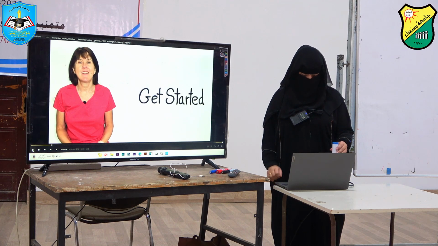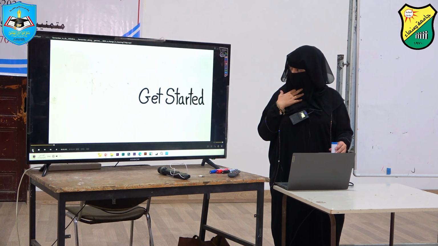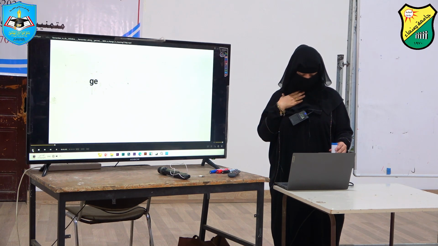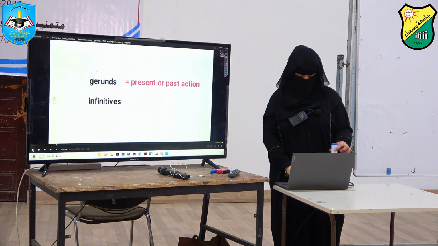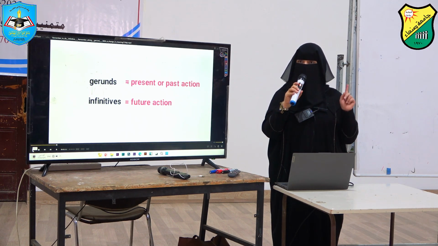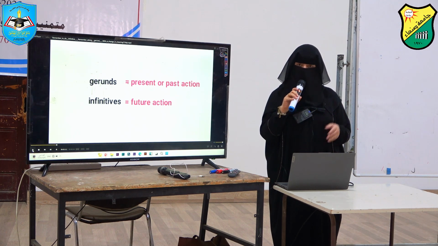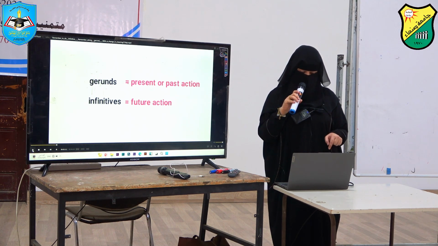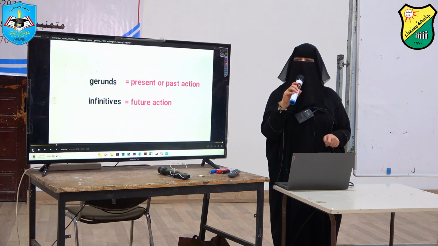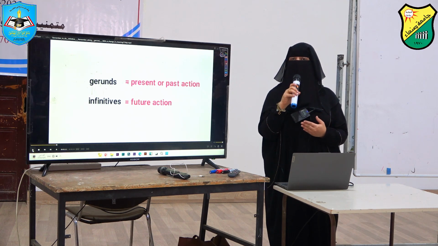So let's get started. A general rule when deciding whether to use a gerund or an infinitive is that gerunds look at the present or the past and infinitives look towards the future. So this is one of the differences. If you have gerund, it means present or past action. If you have infinitive, it means future. How? Here is the example and the explanation.